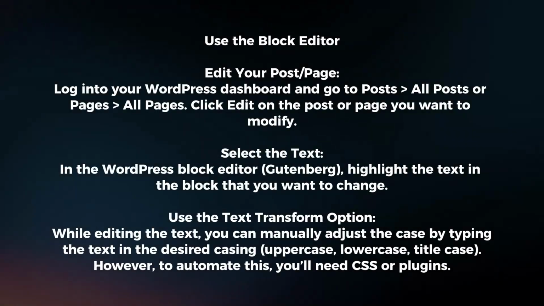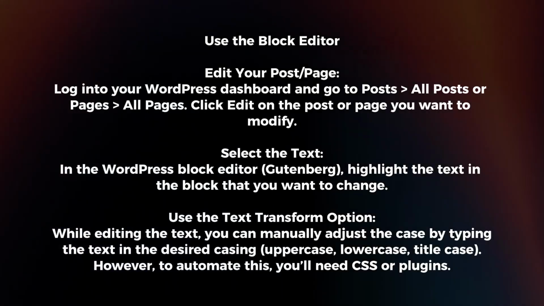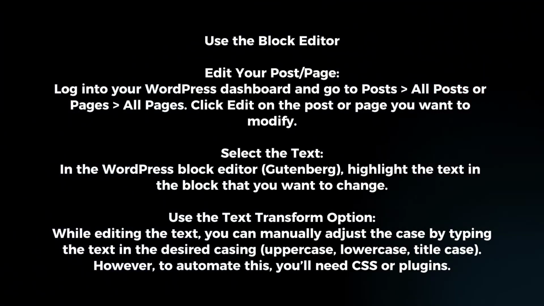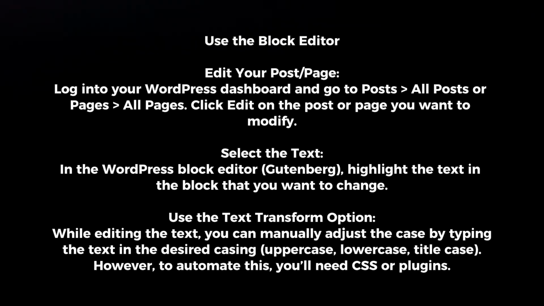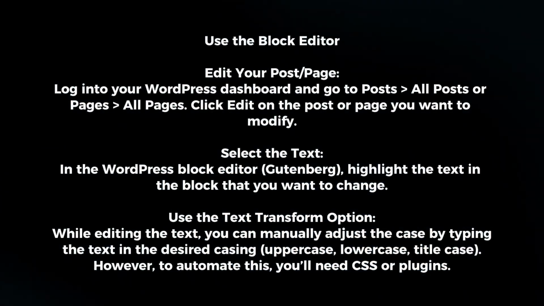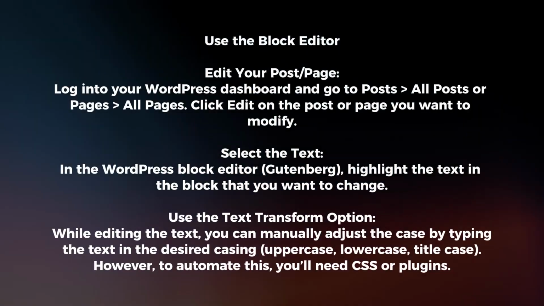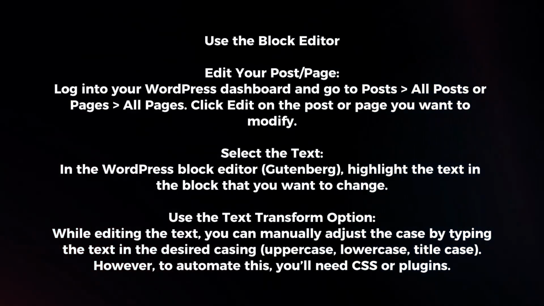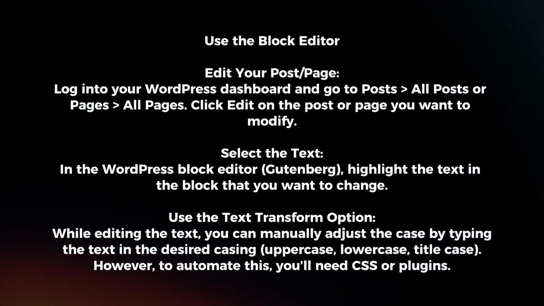Use the block editor. Edit your post or page. Log into your WordPress dashboard and go to Posts, All Posts or Pages, All Pages. Click Edit on the post or page you want to modify. Select the text. In the WordPress block editor, highlight the text in the block that you want to change.